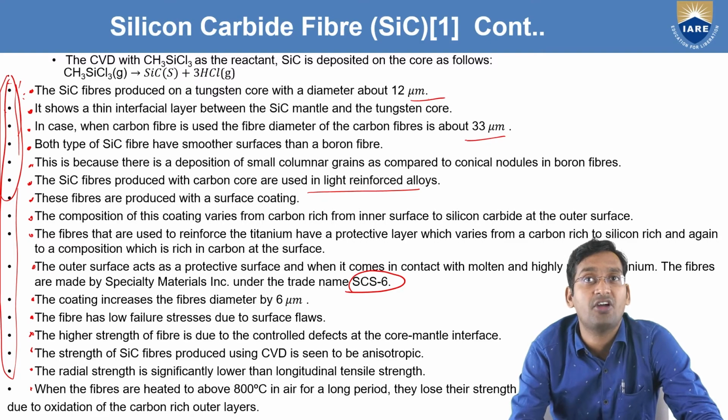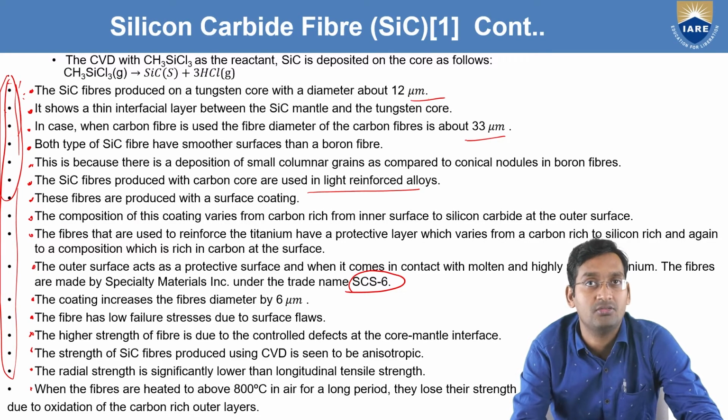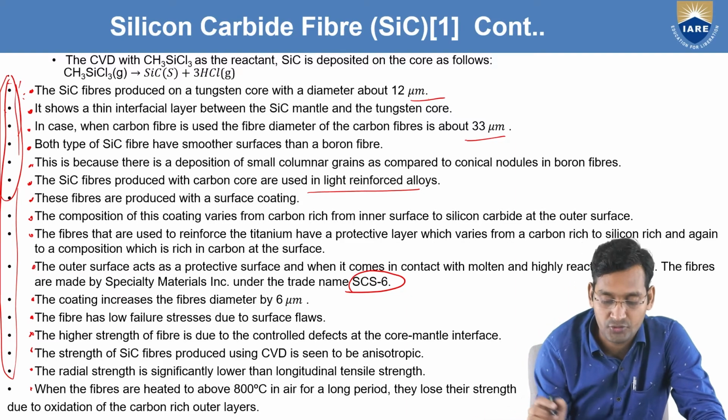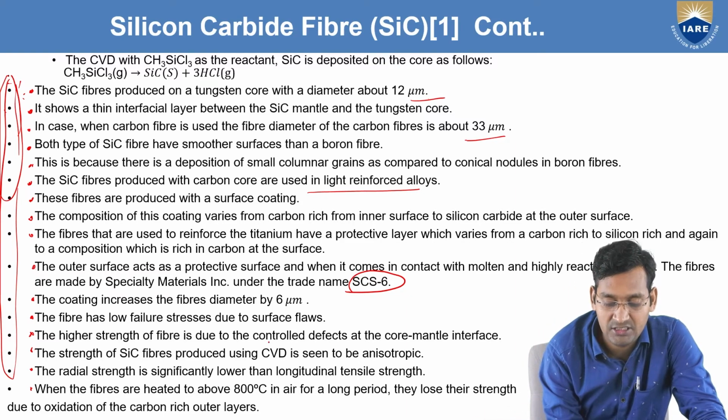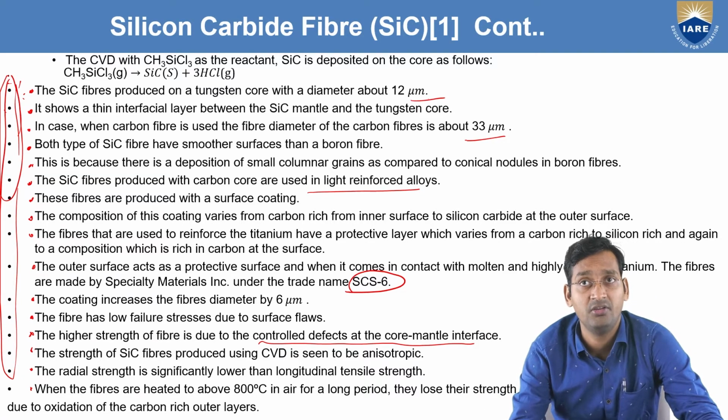The coating increases the fiber diameter by 6 micrometer. Already we had seen the earlier increase, and now it is increased by 6 micrometer. The fiber has low failure stress due to surface flaws, so at lower stress it can fail because of the surface flaw. The higher strength of the fiber is due to controlled defects at the core-metal interface. When forming by CVD, because the core-metal interface is controlled, the defects are fewer, and because of that the strength is higher.